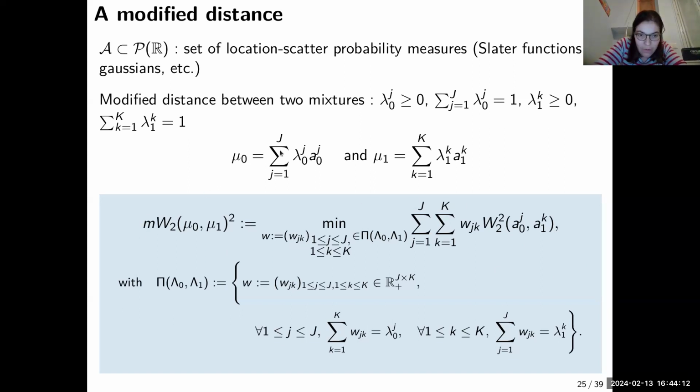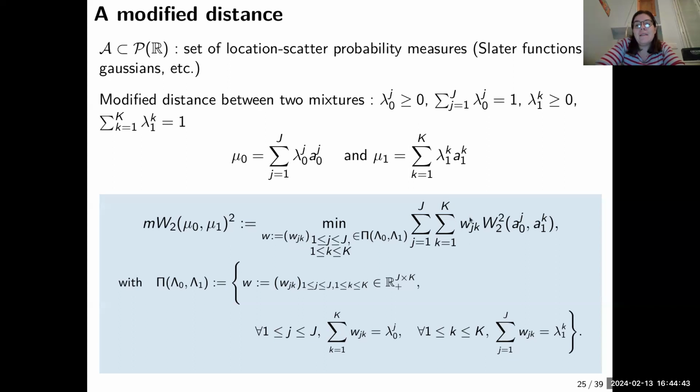To compute this modified distance between two such mixtures, you only need to know the Wasserstein distance between each location-scatter measures that appear in the convex combinations, okay? So between all these A0J, A1K. But as I told you before, this can be computed analytically out of the knowledge of the means and covariance matrices of these location-scatter probability measures. So this is very, very easy to compute.